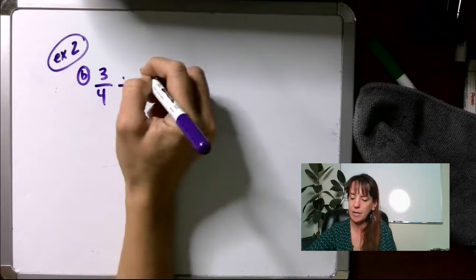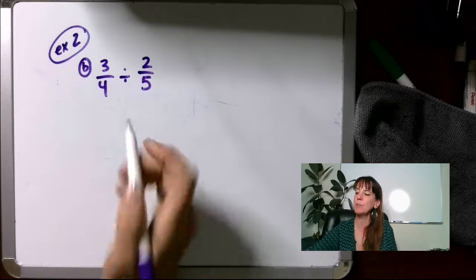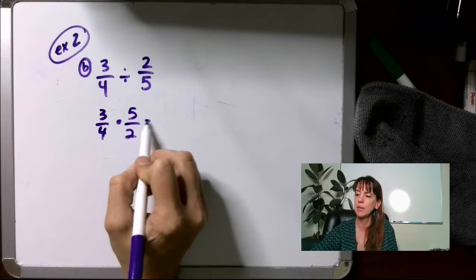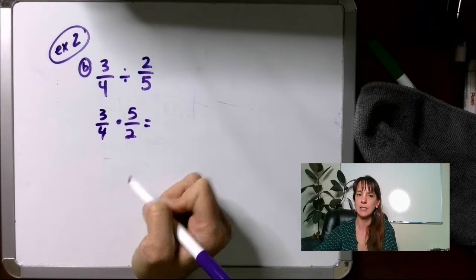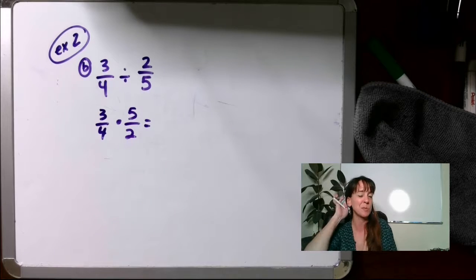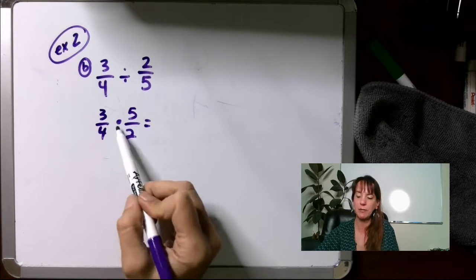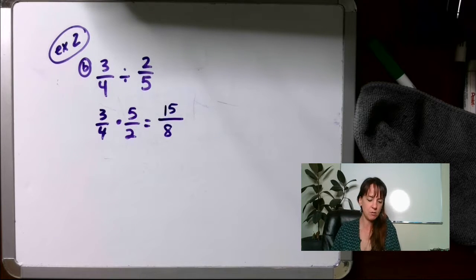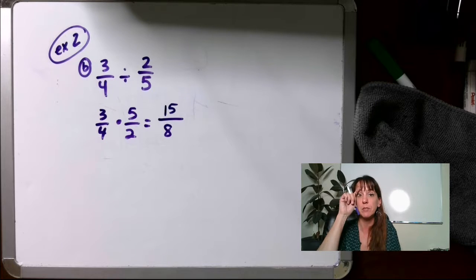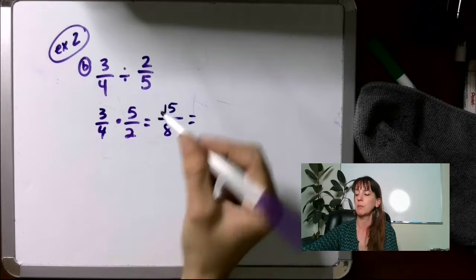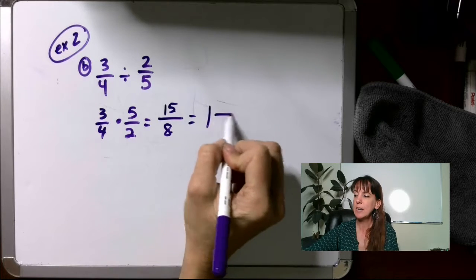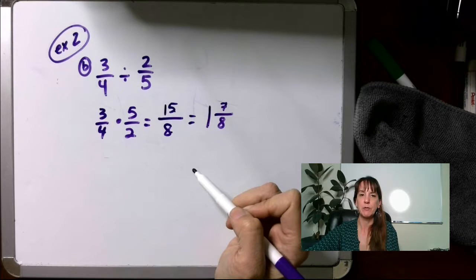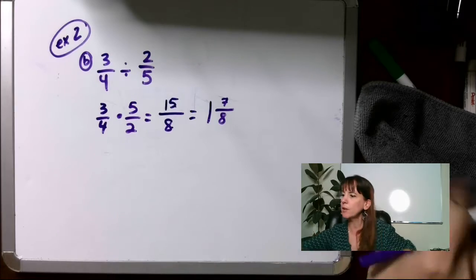3 over 4 divided by 2/5. Can we ever divide fractions? No, we cannot. But what we can do is multiply by the reciprocal. Flip that guy around, 5 over 2. When we do that, there's nothing that we can really cancel out. Guys, you can't cross cancel. I know the last lesson was about cross canceling. You can't do that here because you have to change it to multiplication first. This is going to be 15 over 8. Now, that's an improper fraction. Putting that into a mixed number, 8 goes into 15 one time. 8 times 1 is 8, plus 7 would give me 15.